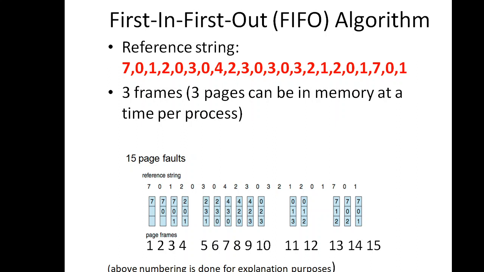Okay, next again we have 2. 2 is not there, so what I have to do, I have to remove the head, that is 3 should be removed, 2 is inserted now. Next we have 3, which is also not there, so 0 will be the head now, 0 will be replaced with 3.